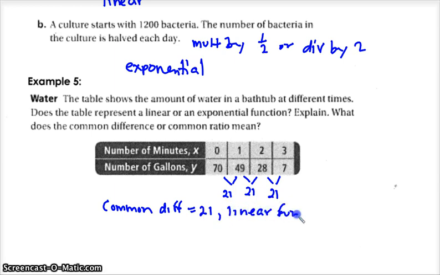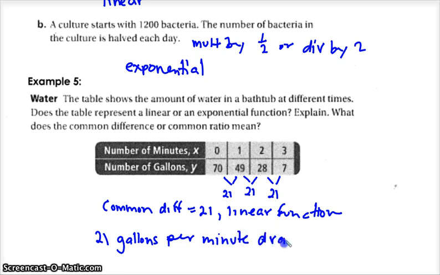The question also asked, what does this common difference represent? Well, the table shows the amount of water in a bathtub over a period of time. So this tells me that 21 gallons per minute drained from the bathtub. I know that I'm draining from the bathtub because the numbers are decreasing.